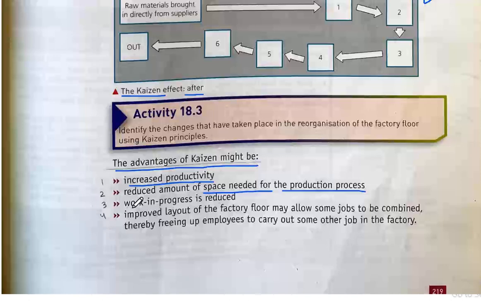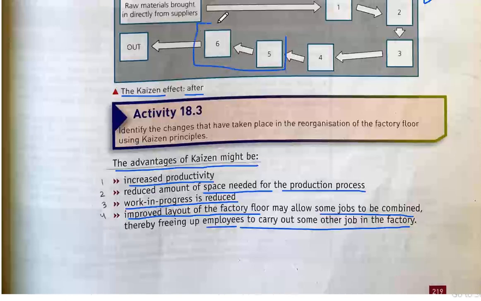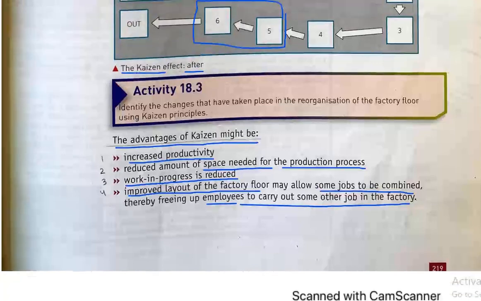Work in progress is reduced. So there's no delay in work for the employees because of the factory not being organized. Also, an improved layout of the factory floor may allow some jobs to be combined, thereby freeing up employees to carry out some other jobs in the inventory. One advantage of Kaizen is that I can join the two parts together and ask another employee to do another job. So I'm giving one employee different tasks and responsibilities, and he's going to be motivated because I give him something extra to do.